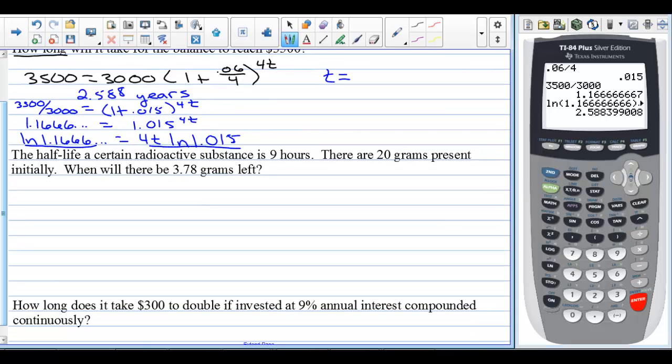The half-life of a certain radioactive substance is 9 hours. There are 20 grams present initially. When will there be 3.78 grams left? Well, we have initially 20. We're going to use this formula.